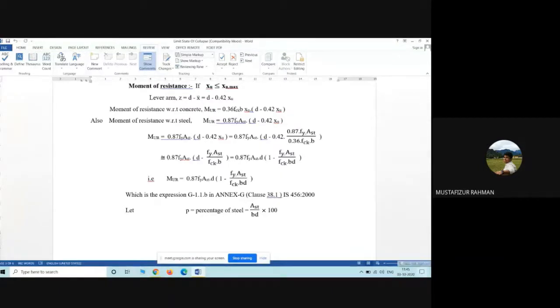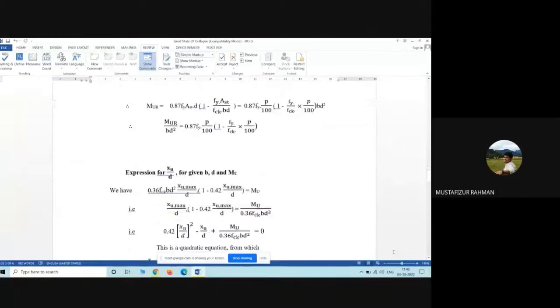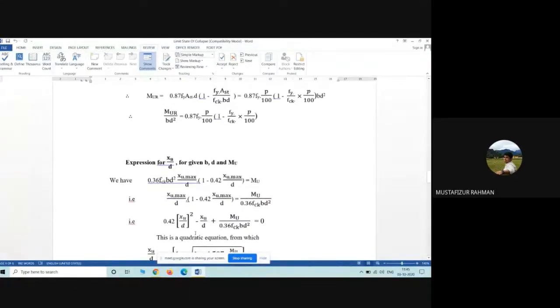Okay, then next is again some factors we are trying to find out. Now see expression for XU by D for a given B, D, and MU. That means you know the effective section, you know the MU. MU is the factored moment. If factored moment and breadth of the beam and depth of the beam are known, then what is the value of XU by D? Why we require XU? XU is the actual neutral axis.